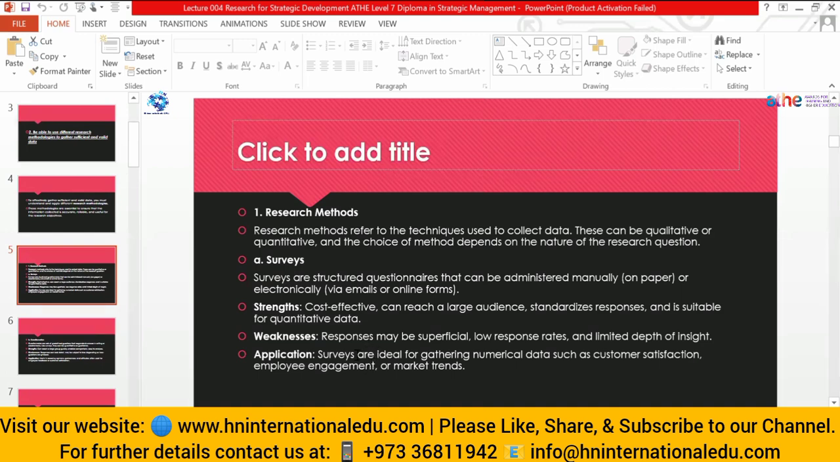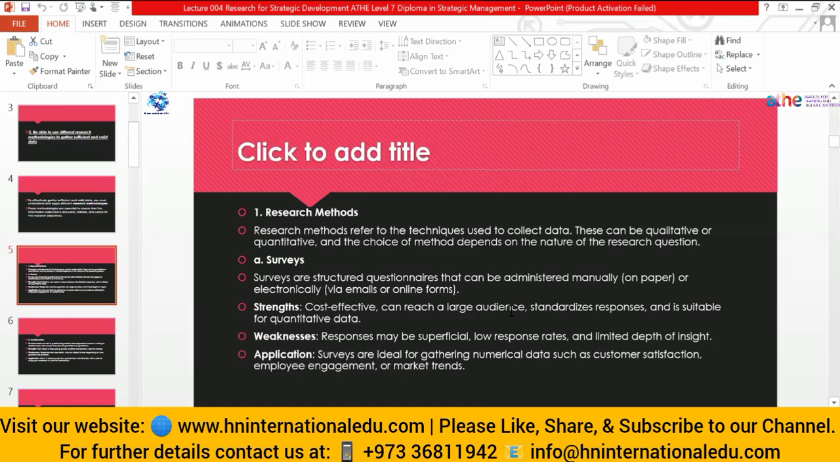The first method basically is surveys. Surveys are structured questionnaires that can be administered manually on paper or electronically via emails or online forms. Nowadays, people only work on online surveys. Strengths, that is the advantages: cost effective, can reach a large audience, standardized responses, and suitable for quantitative data. When you're dealing with a large number of details, then you can always go for the survey.